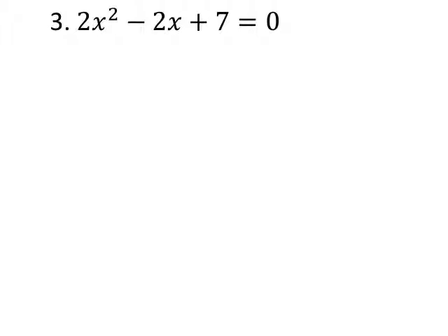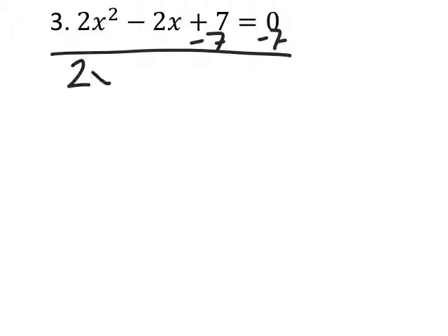All right, number 3 is going to work the same way. The process is pretty much exactly the same, except for eventually we're going to have to subtract that 7, which I'm actually going to elect to do right now. So I'm going to subtract 7 from both sides of the equation. This gives us a 2x squared minus 2x equals a negative 7.